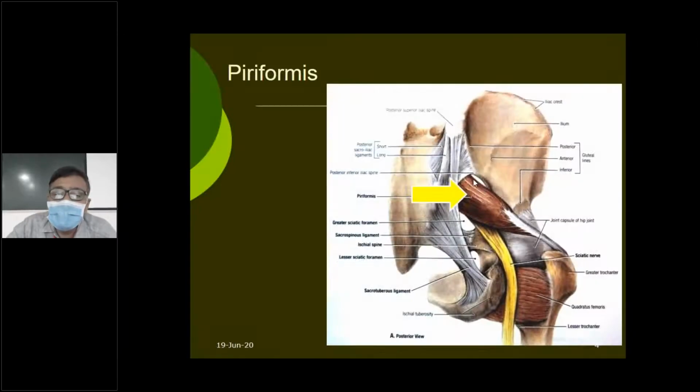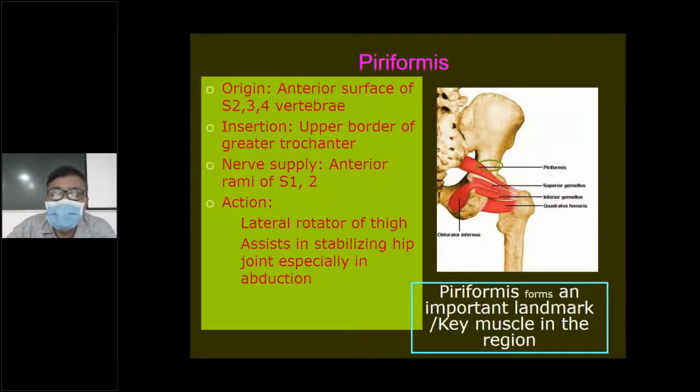So here you can make out the greater sciatic foramen with the help of these two ligaments, sacrotuberous ligament and sacrospinous ligament. So this is the greater sciatic foramen, this is the lesser sciatic foramen. Coming out of the greater sciatic foramen, the piriformis becomes a narrow tendon and goes towards the greater trochanter. As I said earlier, all the six small lateral rotators are inserted to the greater trochanter of the femur.